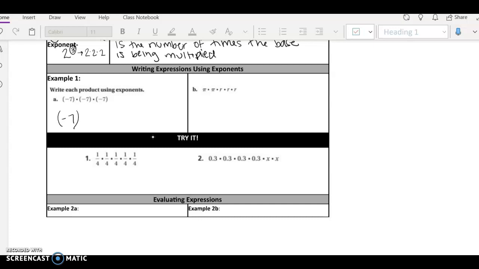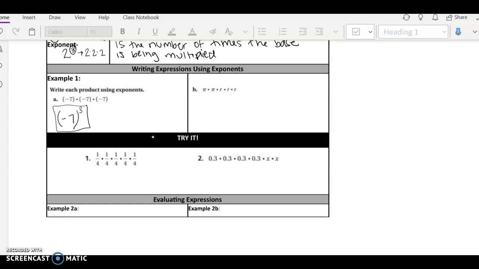And those parentheses are important, because the negative is saying that that negative is also being repeated as well. So the whole -7 is being repeated. And you'll see in some cases, if the negative is on the outside, it doesn't get repeated. So we are multiplying this 3 times. 1, 2, 3. So I'm just going to write the exponent of 3. And then this is my answer.